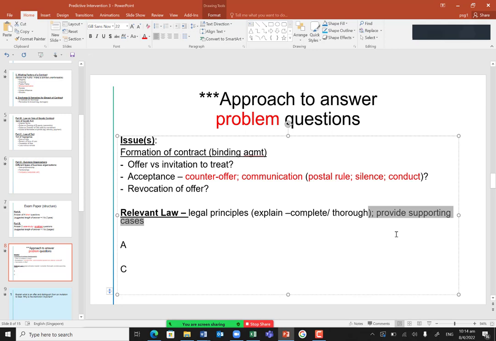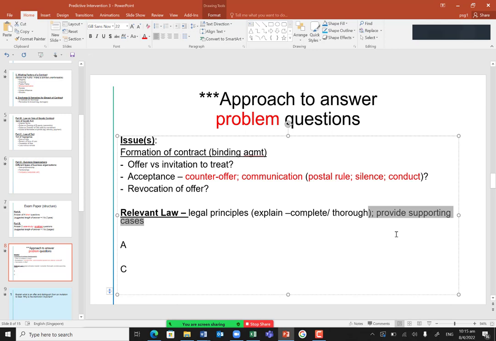This is the part that I find many students either forget, or they don't know they must do it. They don't put in cases. No, you must. This is a law exam. What is law? Law is not what you read in the papers. Law is not just your sense of right or wrong, justice in your mind. Law comes from cases, common law cases, laws made by judges. You must provide the cases.